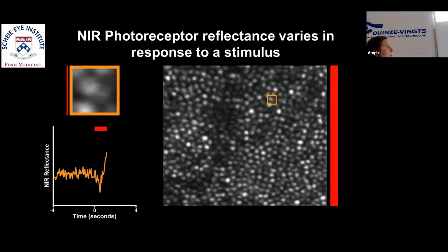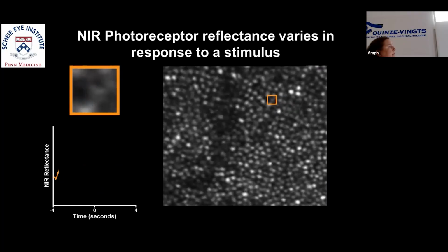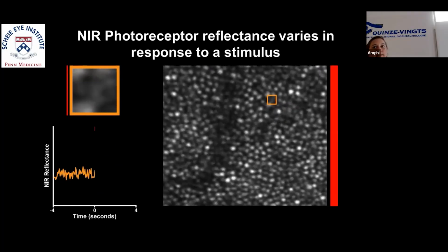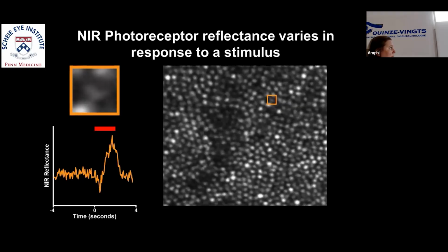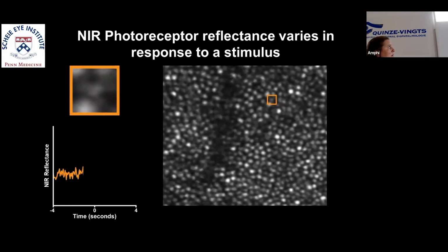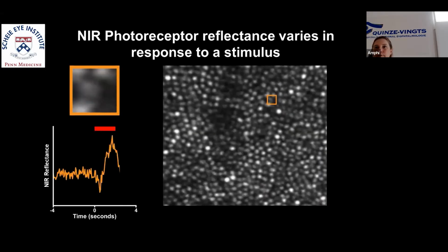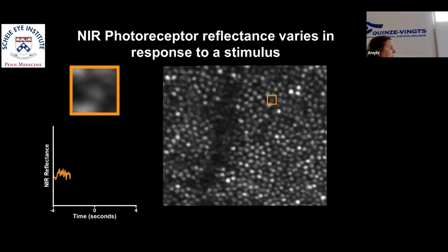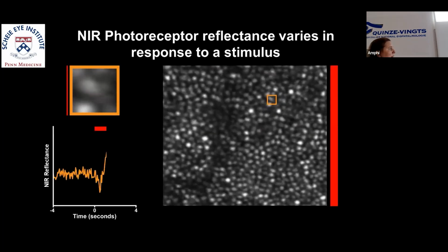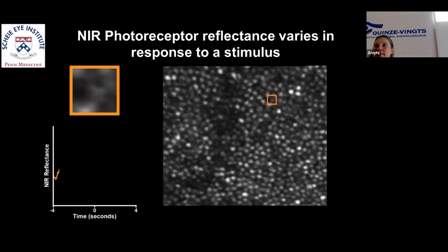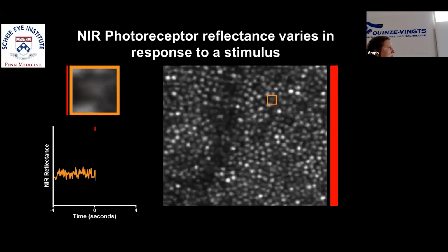So I've identified one cone outlined in orange here, and we plot its reflectance trace below it on the left. Our cone starts with an initial reflectance in the pre-stimulus case. The light turns on, and this cone's reflectance increases and then decreases in response to the light.